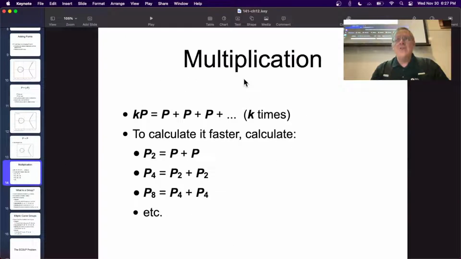Now for multiplication, we can just use successive addition to create multiplication. So if we add P plus P plus P k times, we're going to call that k times P. So we can multiply a point by a scalar, a number, and this is going to turn out to be very burdensome. So just like in RSA, you'll make it faster by calculating 2P, 4P, and 8P by adding these together, so you can do this in a logarithmic amount of time instead of a linearly increasing amount of time to do all that addition.